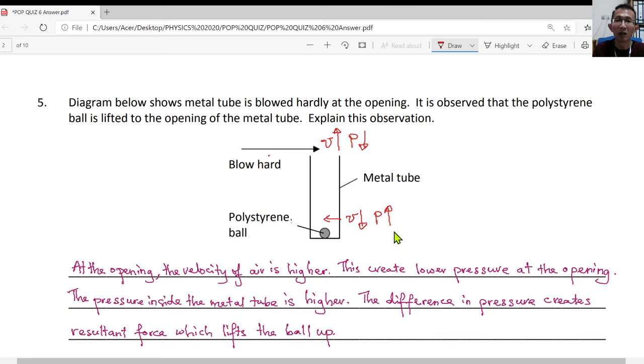This is what Bernoulli says. The Bernoulli's principle.